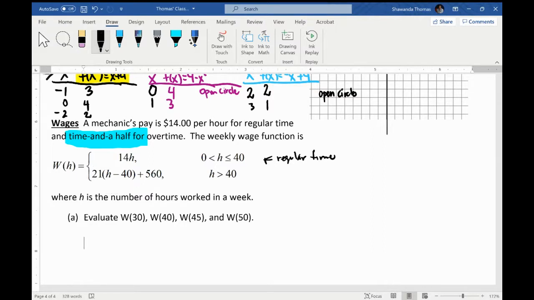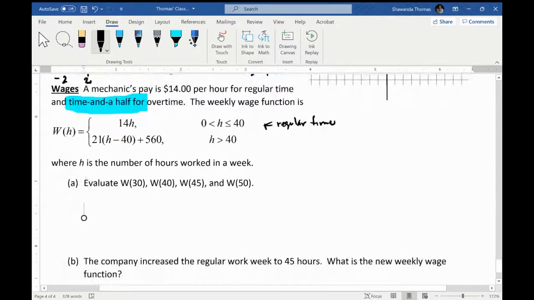Okay, very good. So if I say evaluate W of 30, what would you do? What does this mean? W of 30. 30 hours of work. Plug in 30 where the H's are. Yeah, 30 is in the place of H. So how do I evaluate this function at 30? What am I doing? Multiply it by 14. Very good.